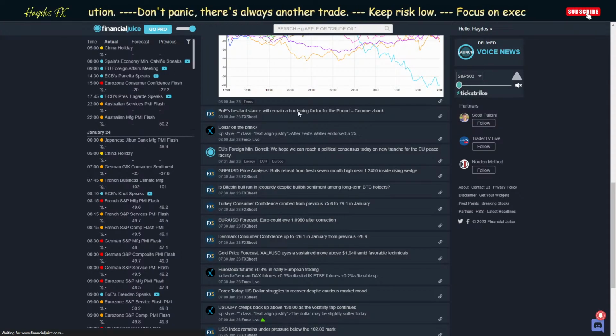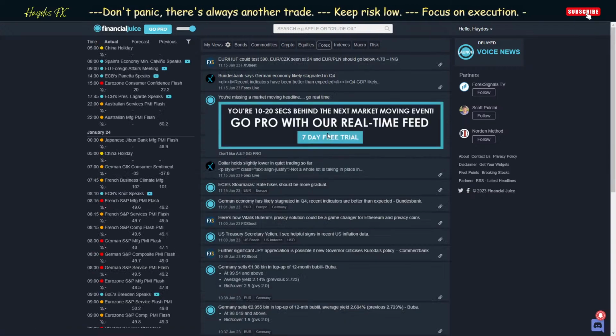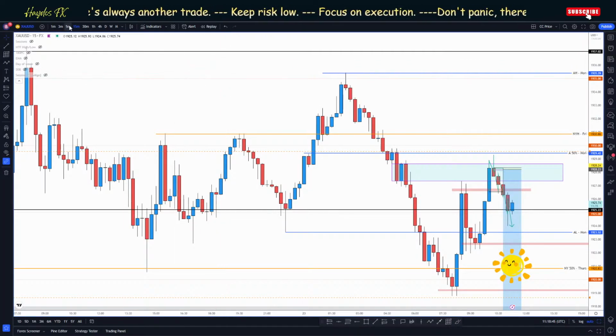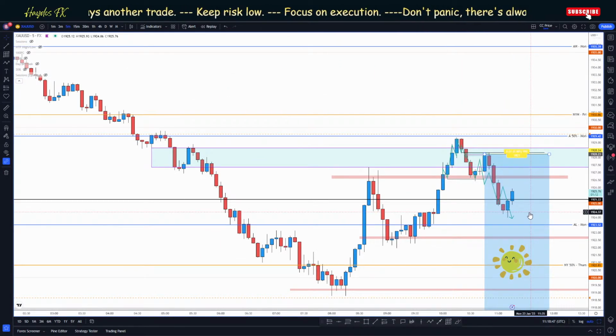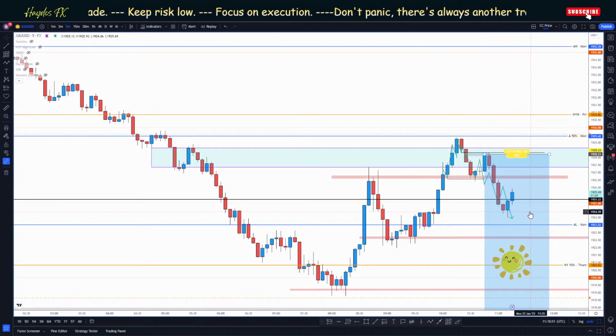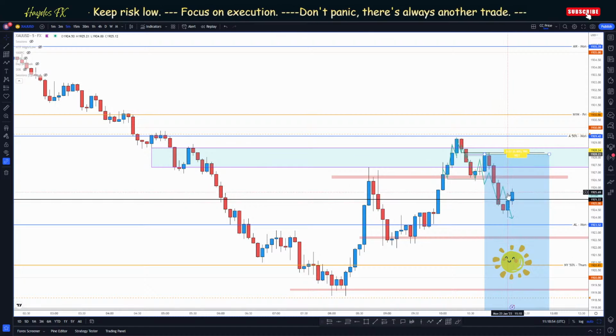What about news? Anything? No. So for me, for gold, I'm looking for a support to form, a support to break, and then we can continue another leg down. But I'm pretty pleased with this one so far.